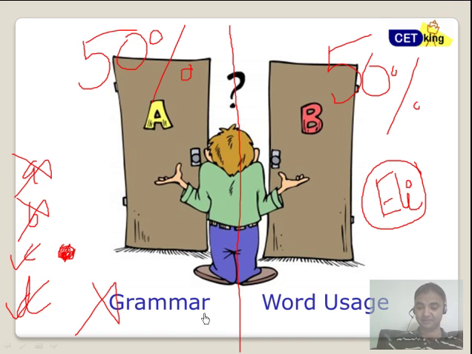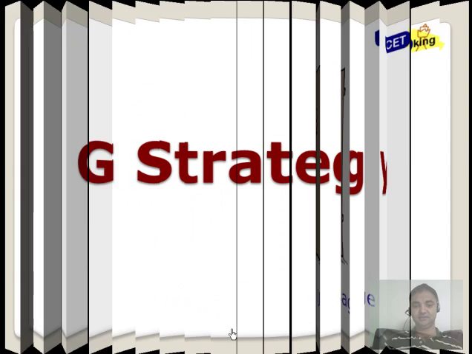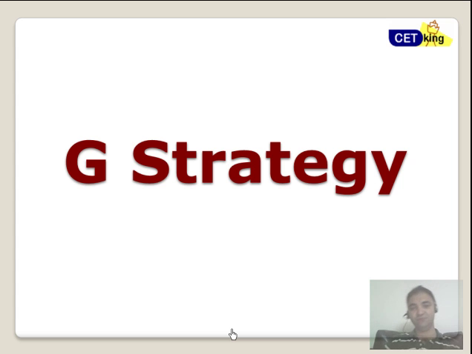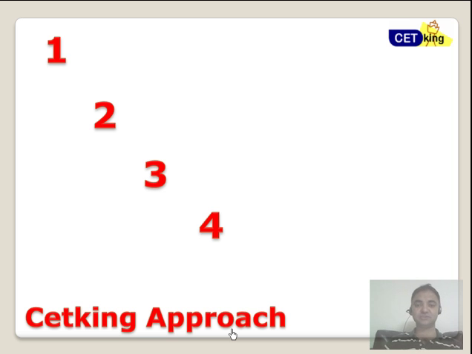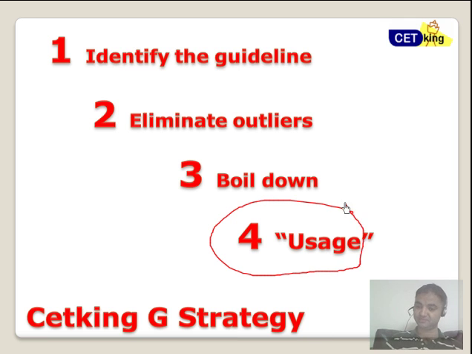Fine. All this happens because you focus mainly on the grammar, but you ignore the word usage. So weightage for both of them is 50-50. That's why Cetking G strategy has evolved according to that. So there are 4 steps you have to follow in this strategy: identify the guidelines, eliminate outliers, boil down, and the usage strategy. This is your main part where the usage comes into picture. And trust me, if you're not doing the usage part, you are bound to do your question wrong.